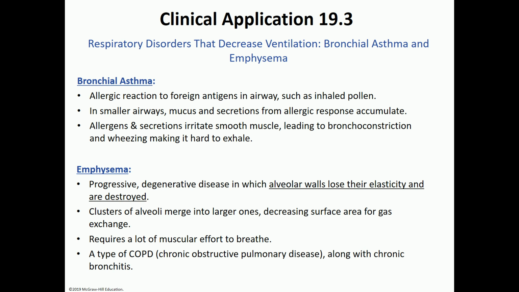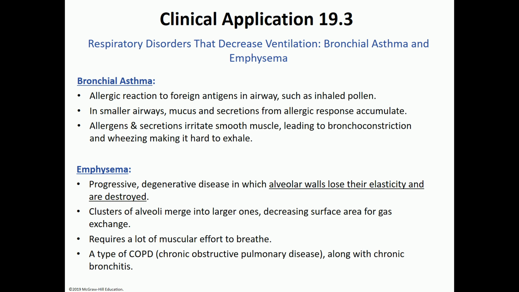Some of the clinical applications in the respiratory system that are extremely important are bronchial asthma and emphysema. And they're important because, unfortunately, they are common. Bronchial asthma is an allergic reaction that happens to allergens. For example, if a person inhales pollen and they're allergic to pollen, and their airways are hypersensitive to it, the airways are going to respond to that allergen in 3 different ways.